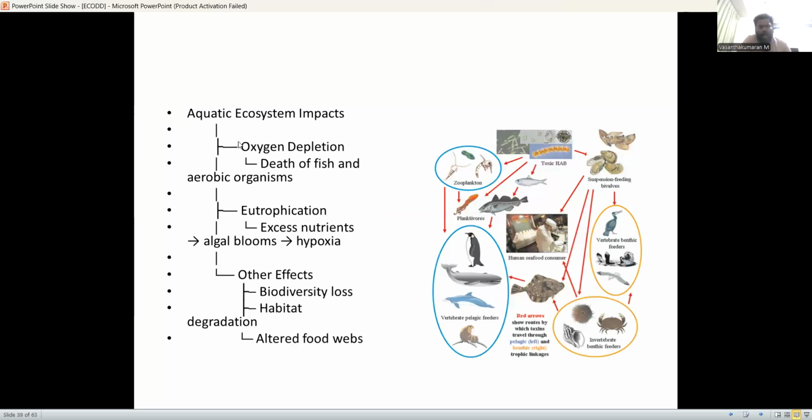As I mentioned, the aquatic ecosystem impacts: oxygen depletion, death of the fish and the anaerobic organisms, excess nutrients that give algal bloom, hypoxia, and other effects, biodiversity loss, habitat degradation. See, if we are polluting the water bodies, the animal species is very important. We just think, oh, aquatic bodies just have fishes, right? No, not only fishes, not only crabs, not only shrimps. There are animals called zooplankton, even phytoplankton. The zooplankton and phytoplankton are very important, like copepods.